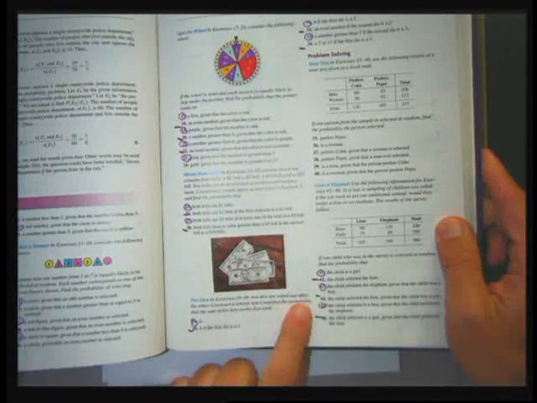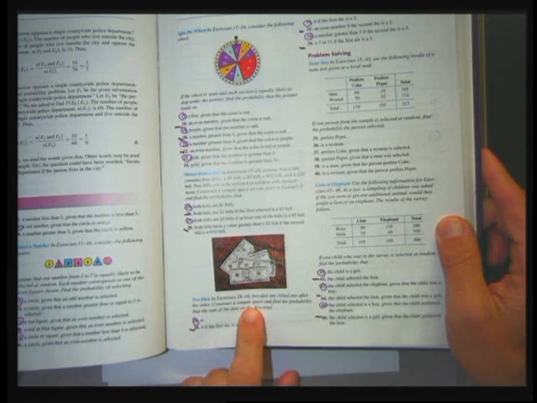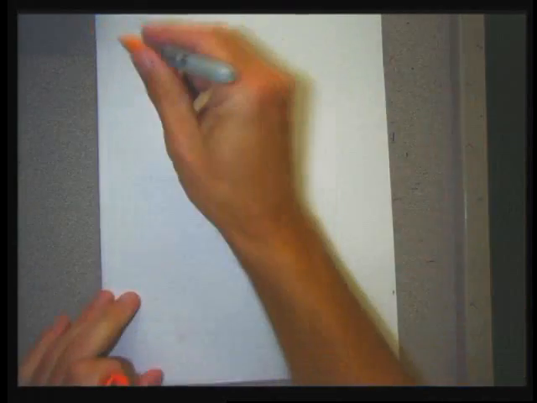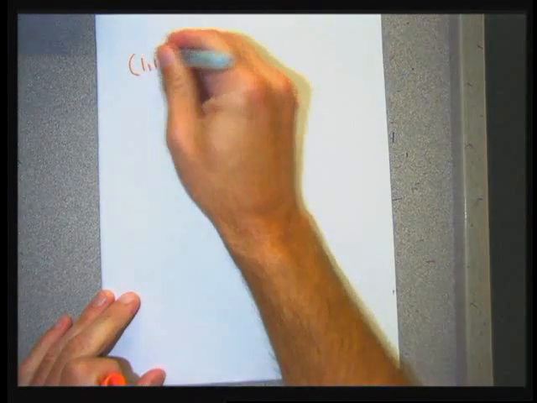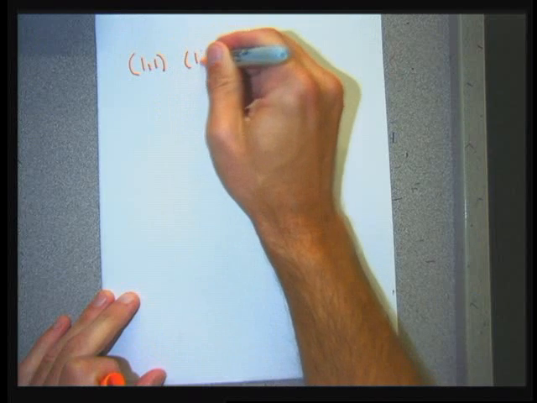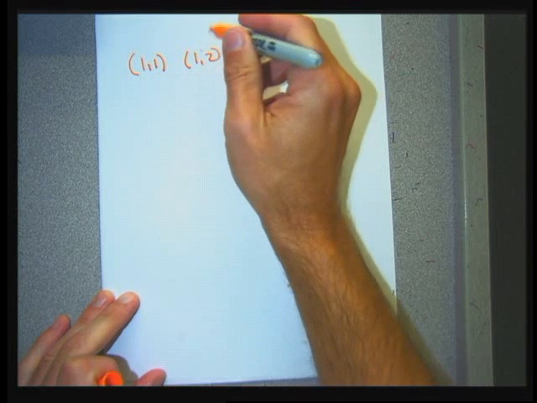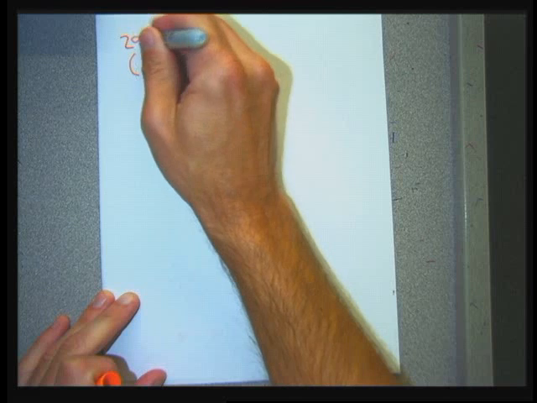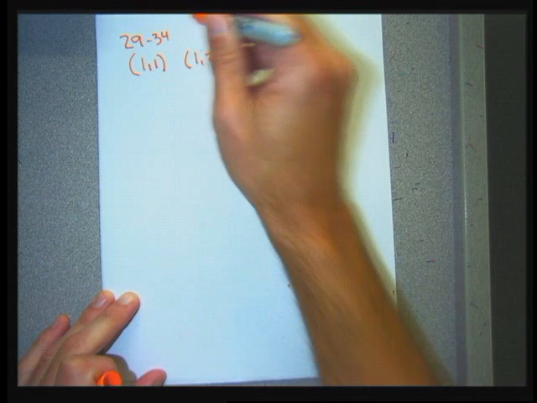It says 2 dice are rolled one after another. I'm going to do the sample space. And what can happen is the first die can be a 1. The second die can be a 1. The first die can be a 1. The second's going to be a 2. So this is the sample space that I need for problems 29 through 34.